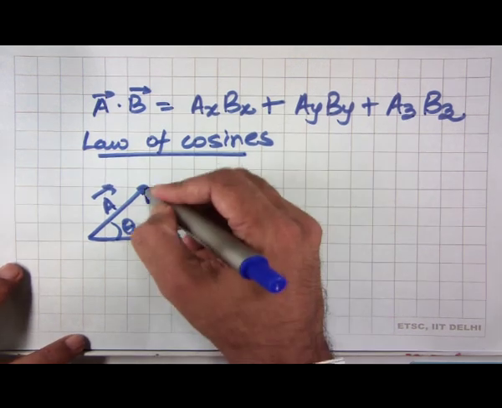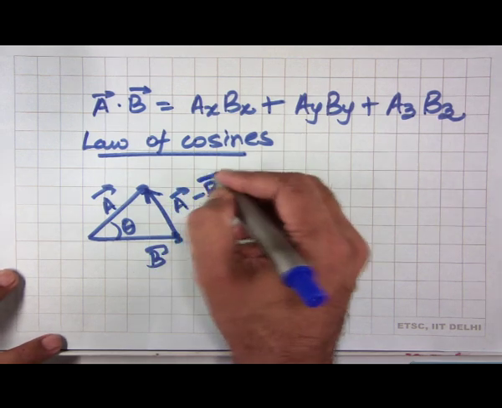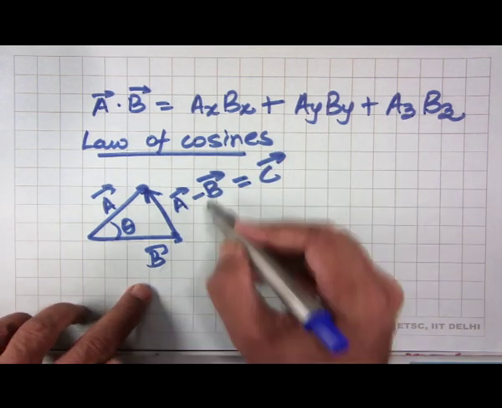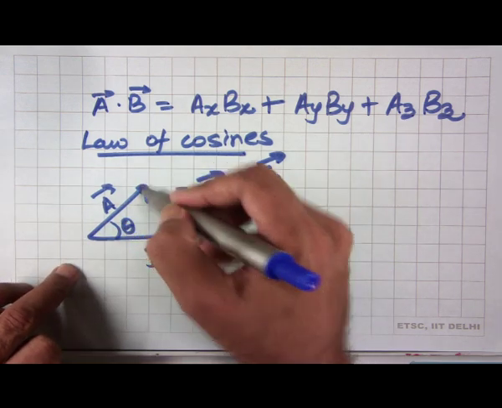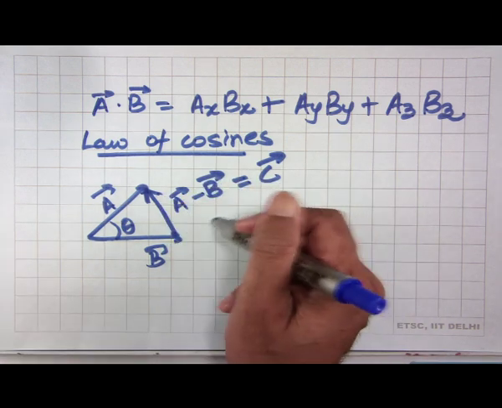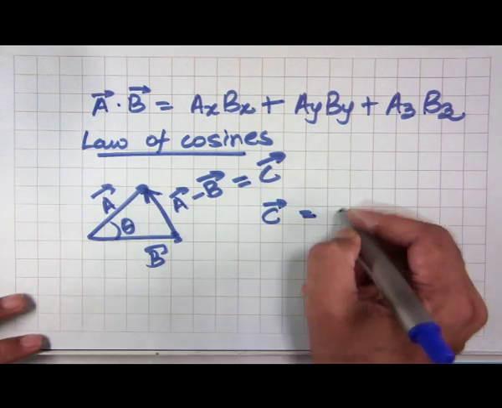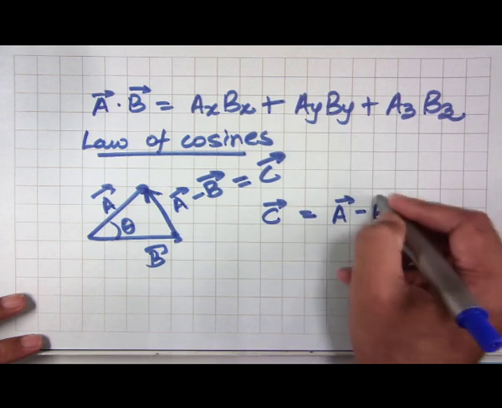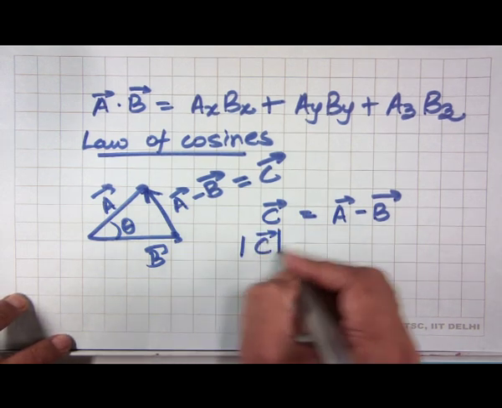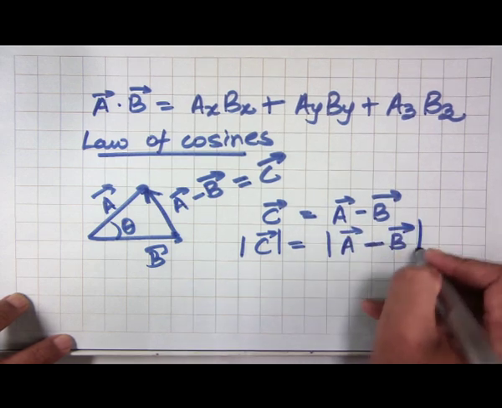If I now plot this one, this vector is nothing but vector A minus B, and let us call it C, because when I add B to this vector I get the third side of the triangle, which gives me A. So, this third vector which I have called C is A minus B. Clearly we can write vector C is equal to vector A minus B, and in terms of magnitude, magnitude of C is equal to magnitude of A minus B.